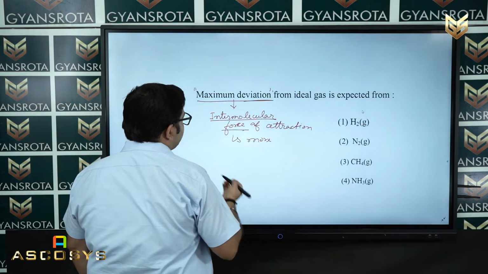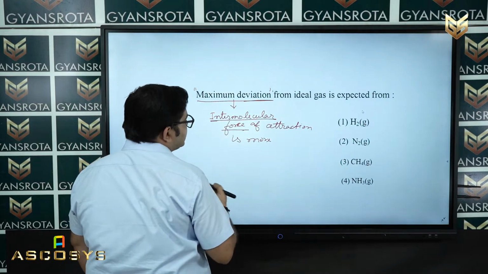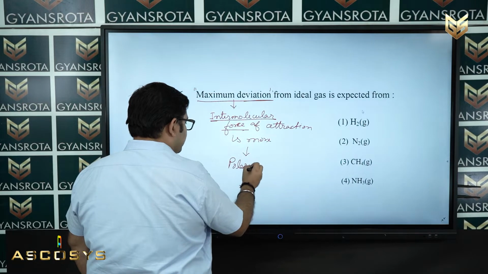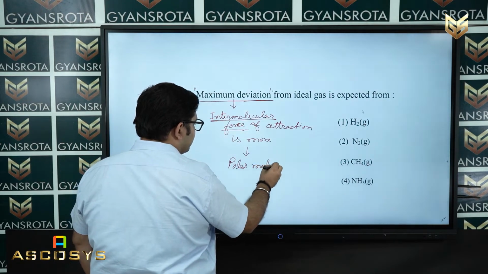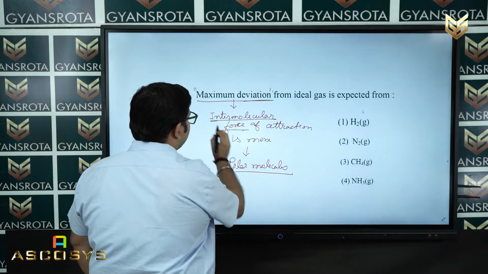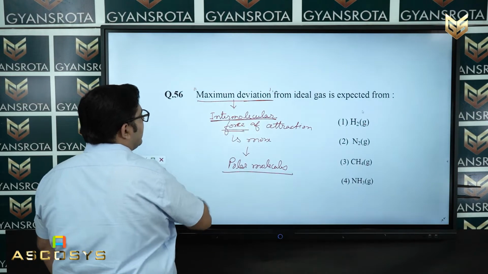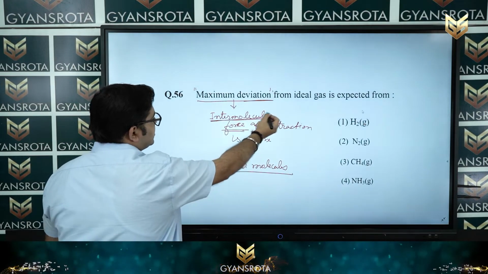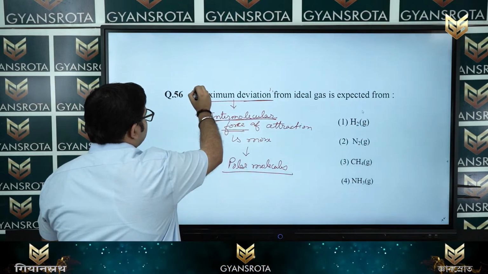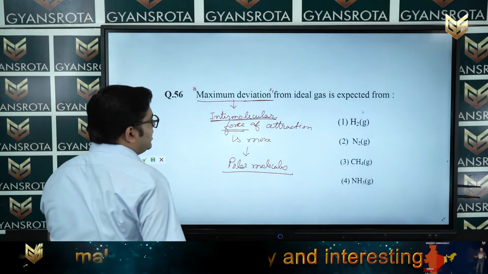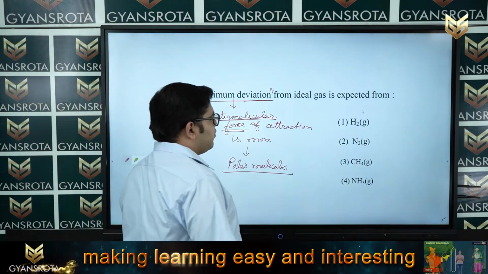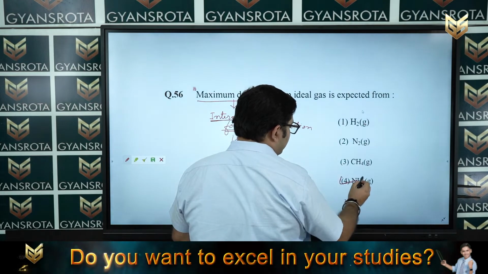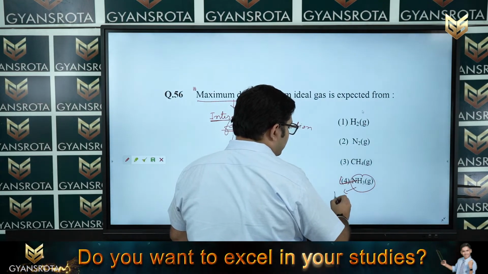Now for which types of molecules is the intermolecular force of attraction more? Specifically the polar molecules. Okay. So polar molecules have a higher value of intermolecular force of attraction. If they have a higher value of intermolecular force of attraction, then they show the maximum deviation. Now if you see which one is the polar molecule here, there is only one polar molecule, that is option number 4, that is ammonia, it is a polar molecule.